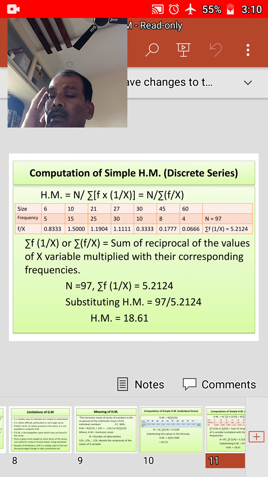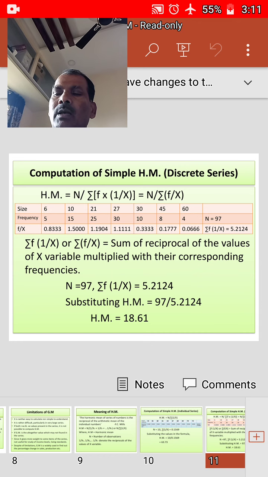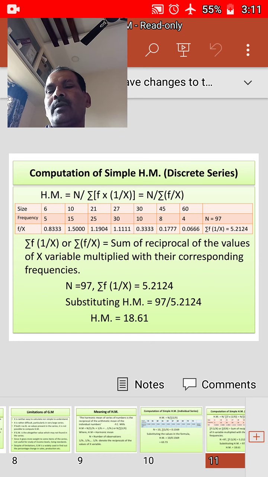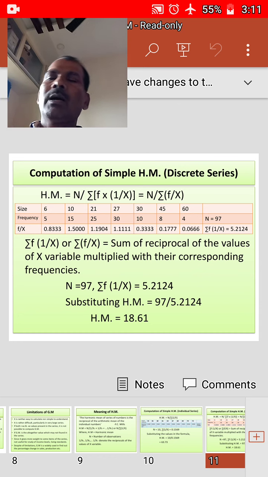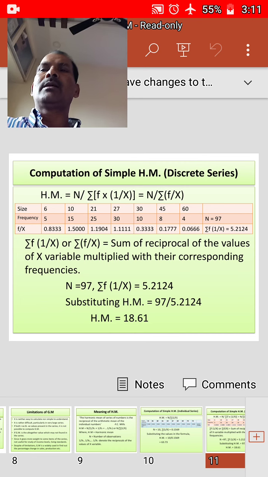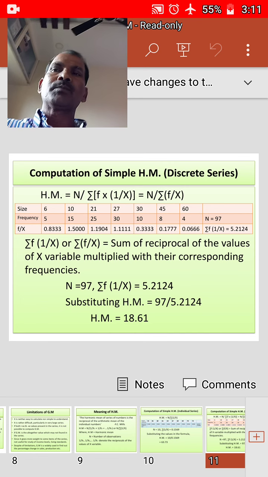Now we will calculate HM for discrete series. In discrete series there is a procedure to find the harmonic mean. First, divide the frequency of the x variable by the respective values and obtain the total, that is sigma f by x. Second, obtain the total frequencies, that is capital N. And third, apply the formula and obtain the harmonic mean.